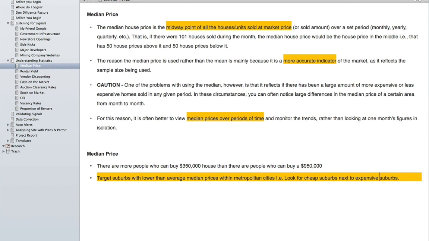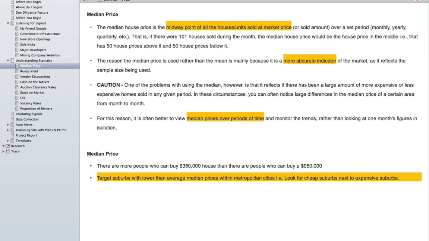So for example, the median value is right in the middle. Say for example there are 101 houses. The median value will actually sit right in the middle. There'll be 50 houses above it, and 50 house prices below it, and the one in the middle would be the median value. It's a better indicator as compared to the average sale value.